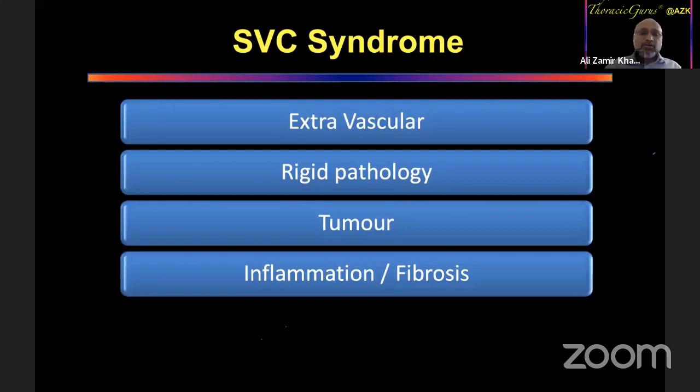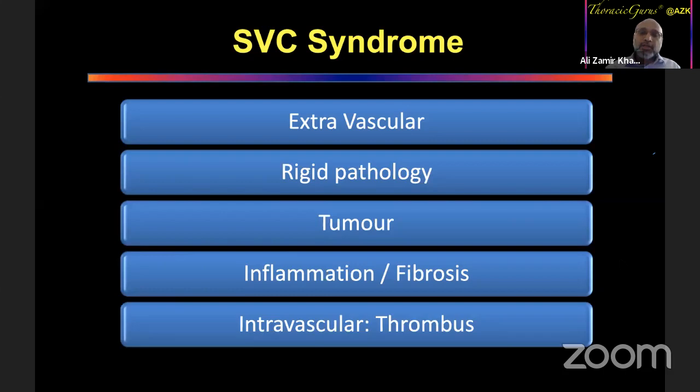The one thing that will cause compression from the lateral side is usually lymph nodes. The other cause for extravascular compression of the SVC will be inflammation or fibrosis. Inflammation or fibrosis can be seen either in mediastinal sclerosing fibrosis, in tuberculosis, or in sarcoidosis. Any of these can give rise to an inflammatory response, which might cause compression on the SVC.